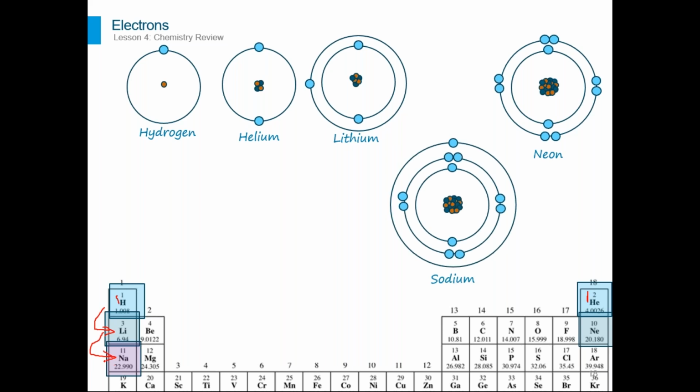Now it's important to realize sodium has 11 electrons. Sorry about that. It has 11 electrons, but it's only got 1 valence electron. So the ones that are important are the ones in the outer shell. So neon has 10 electrons total. 8 of them are in its outer shell. That outer shell is full. So sodium has more total electrons, but it only has 1 valence electron, and that's the one that we care about.